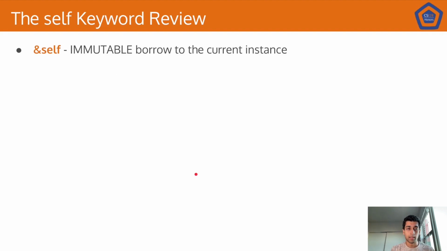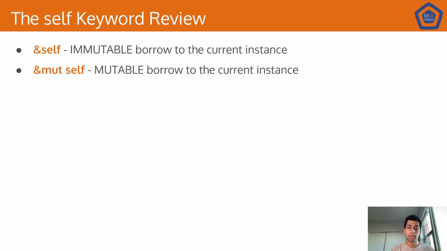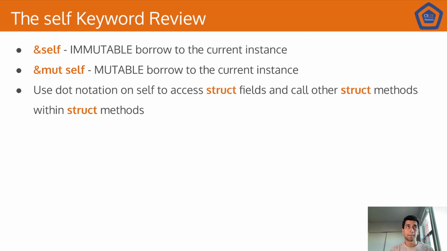Once again, like I said, you can immutably borrow self for the current instance of the struct, or mutably borrow the current instance, and you'll use dot notation on self to access the struct fields and call other struct methods within any other method.